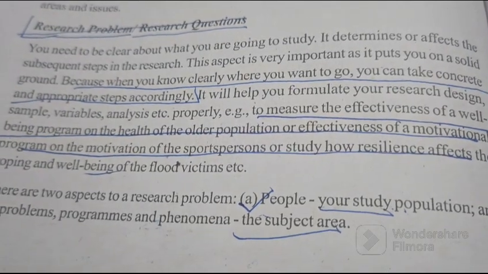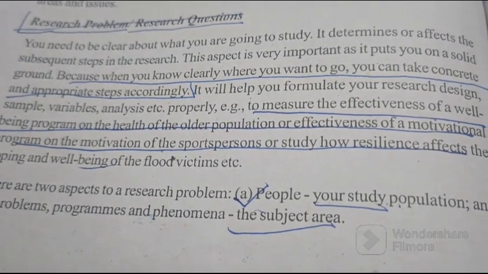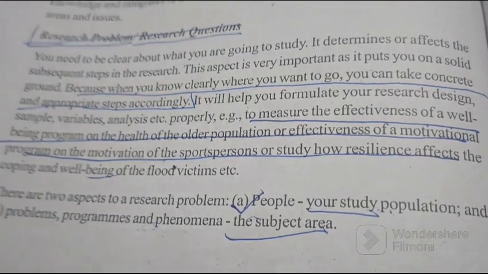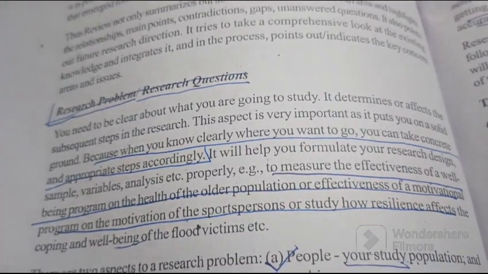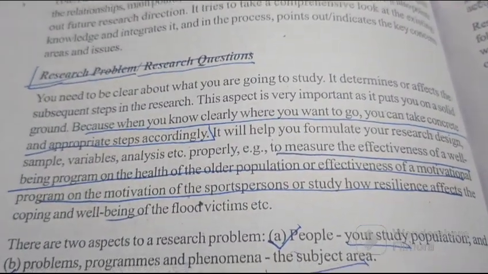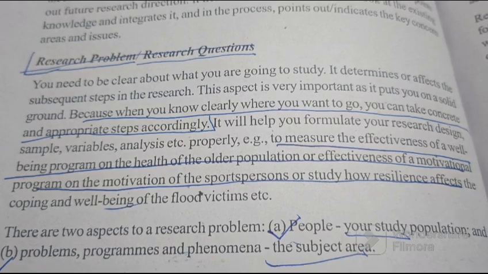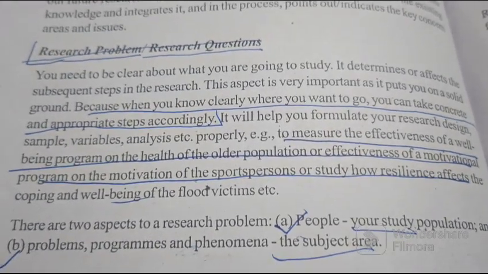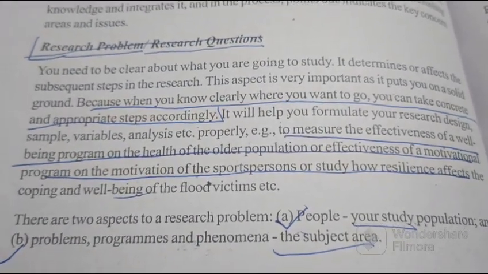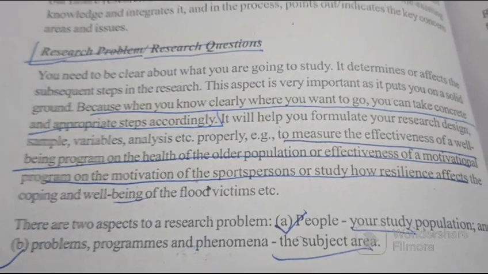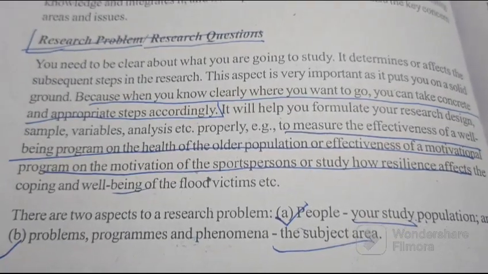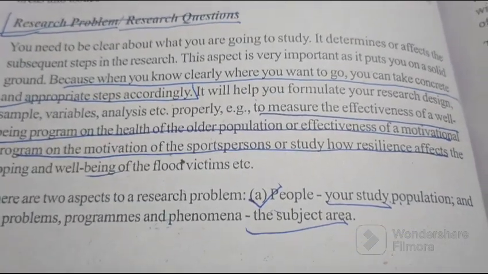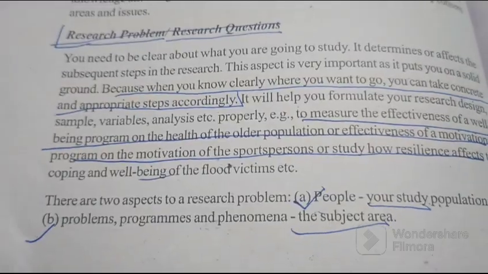So to measure the effectiveness of a well-being program on the health of older population, or effectiveness of a motivational program on the motivation of sports person, or to study how resilience affects coping, ठीक है, ये सब examples हैं. ये इस तरह की research problems हो सकती हैं. So there are 2 aspects to a research problem. पहला people, that is your study population, and दूसरा your problem, the subject area.